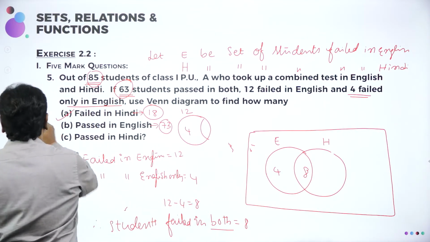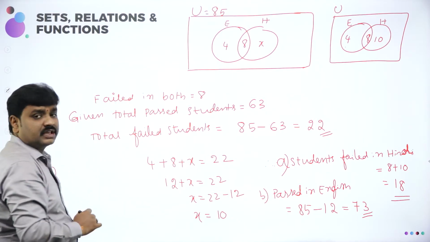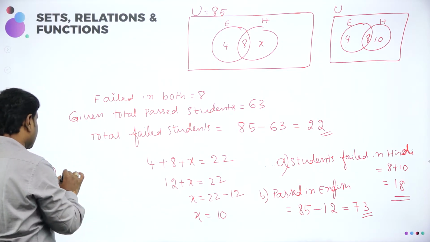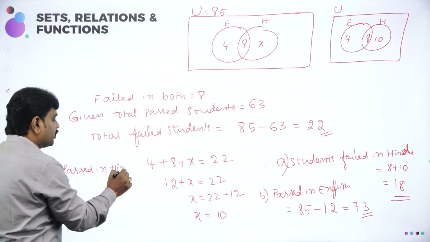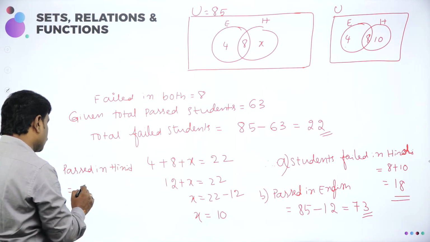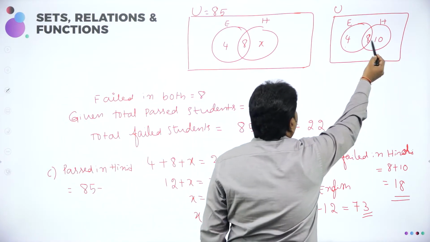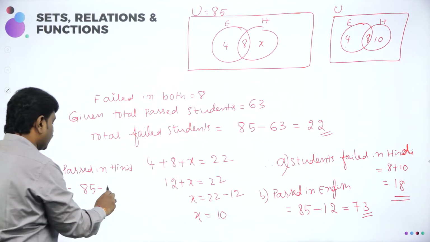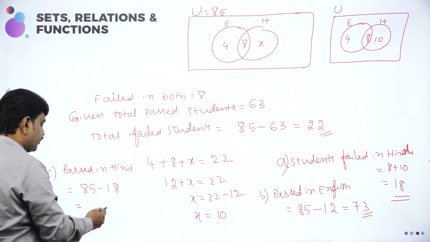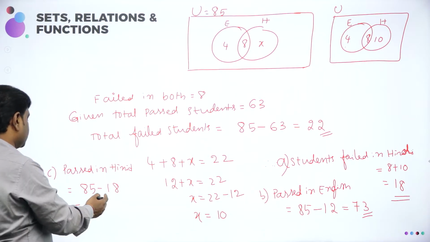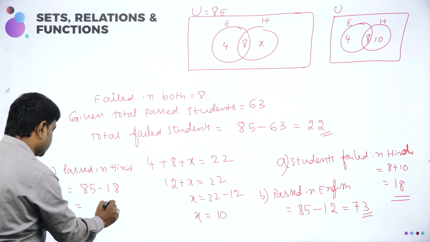Now passed in Hindi, same thing. Question C, passed in Hindi. Total minus failed in Hindi. How many students passed in Hindi? Our Venn diagram represents failed, so total minus failed in Hindi. The total is 85. Failed in Hindi means 10 plus 8, 18. In that 85, remove 18 students. So if you remove, 85 minus 18, you do 75, 75 minus 8, 70, 70 minus 3, 67.